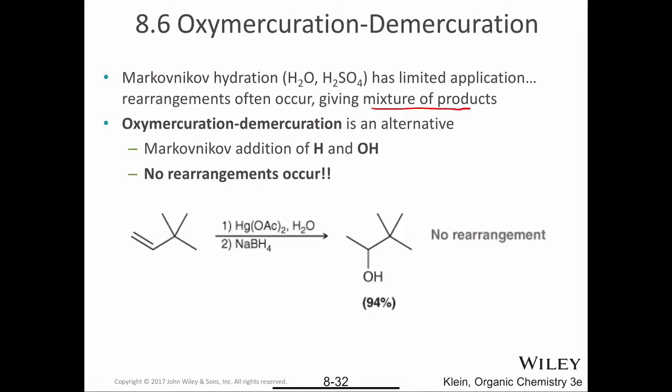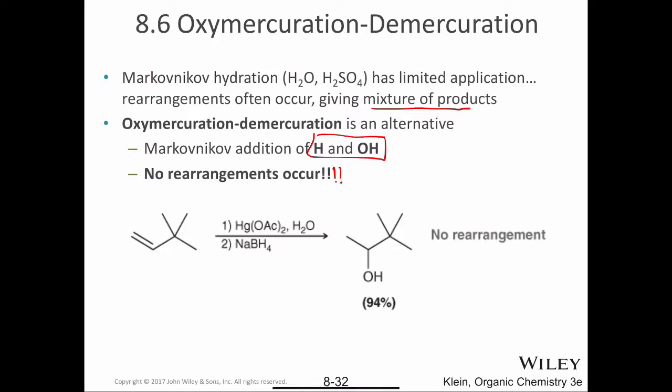So what's great about oxymercuration-demercuration is that even though you have to use mercury, which is toxic, you end up doing a Markovnikov addition of water. So we add our hydrogen and our hydroxyl to produce an alcohol, but the beauty is that no rearrangements can occur. There's no easy way around memorizing the reagents. You just have to sit down and learn them.